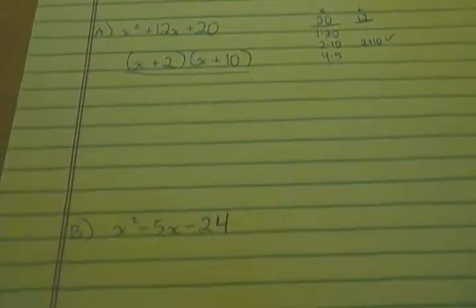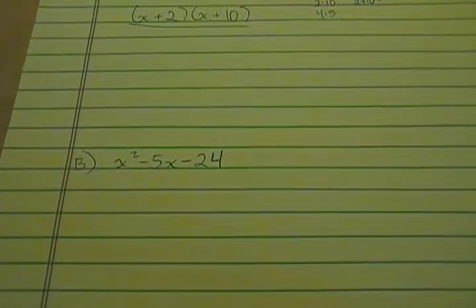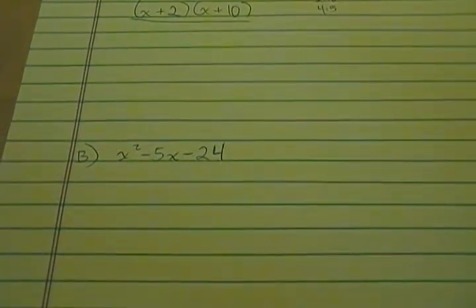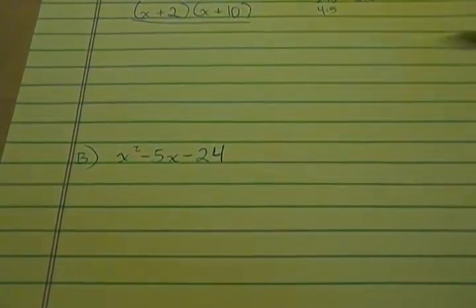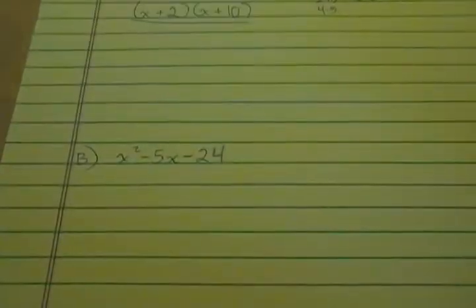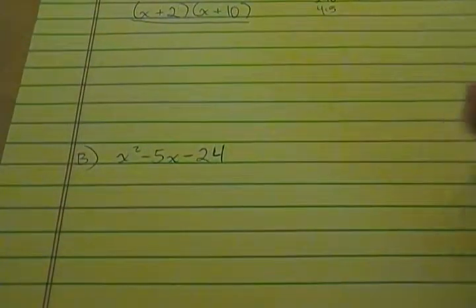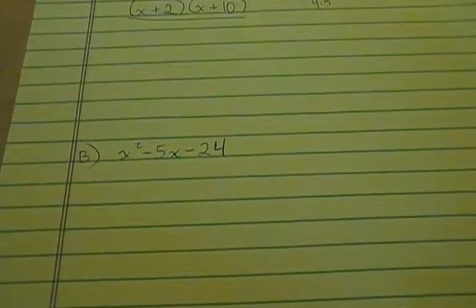All right, so let's look at one more example, which I would say is more complicated, but it really doesn't get much more complicated when you're doing this type of factoring. Where it gets more complicated is when you start having numbers in front of the x squared, but that'll be on another video where I go into more detail about how to do something like that. So we have here x squared minus 5x minus 24.